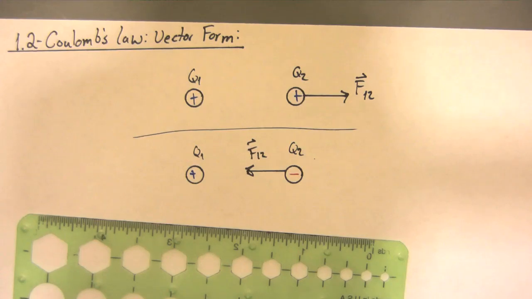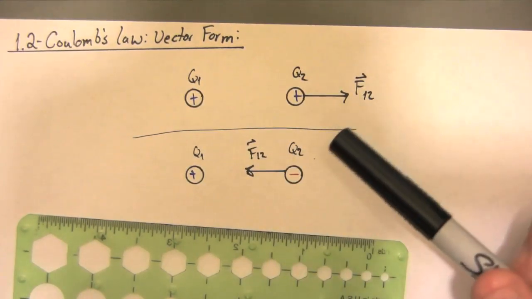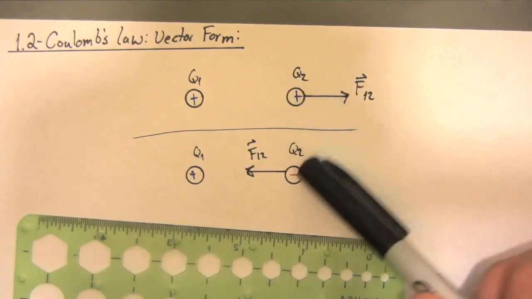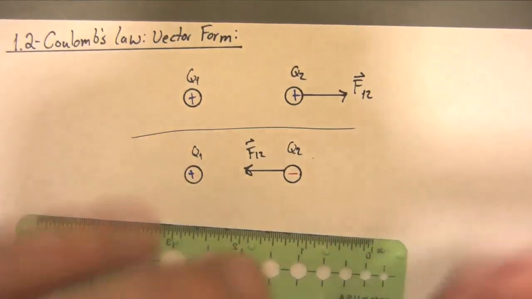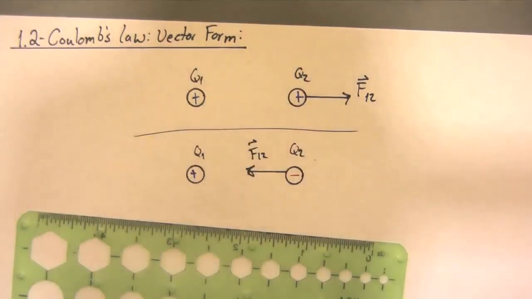Now, important to note, if these guys are the same value, just opposing signs, for instance, if this is 5 nanocoulombs and this is negative 5 nanocoulombs, that force is going to be the same magnitude but opposite direction.